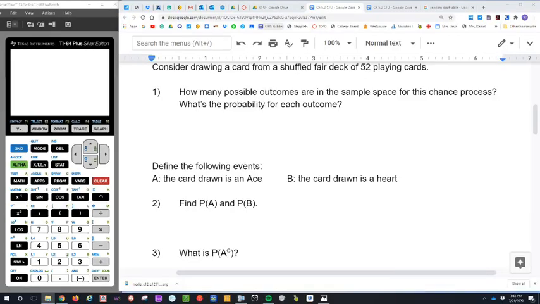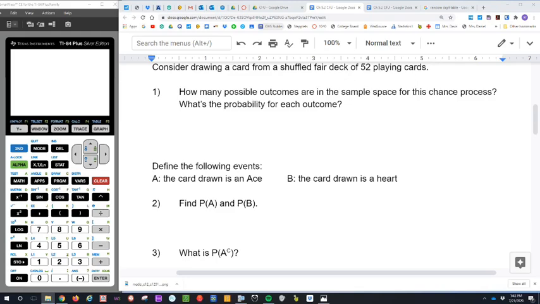Yep, this is check for understanding for 5.2. So question 1, consider drawing a card from a shuffled fair deck of 52 playing cards. In a fair deck of cards, there are 52 cards, right? How many possible outcomes are in the sample space for this chance process? And what is the probability for each outcome?